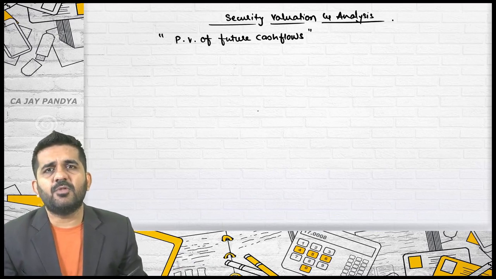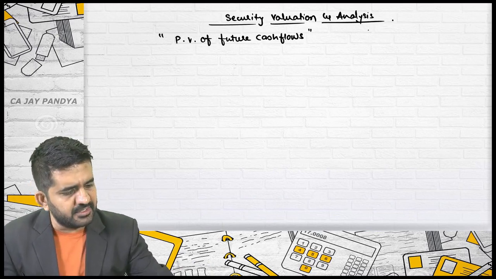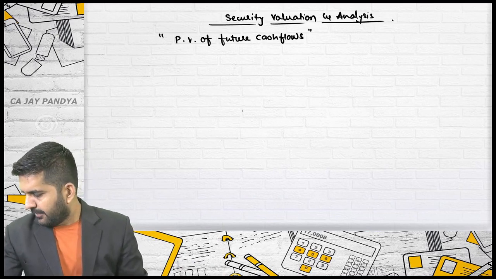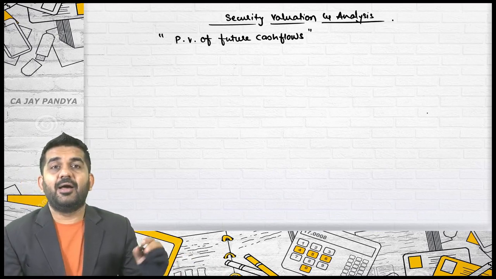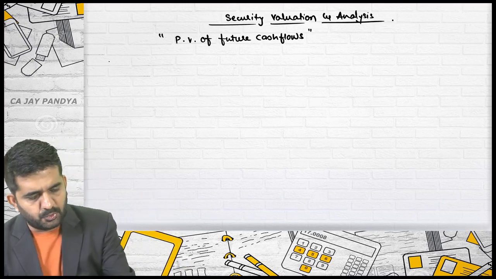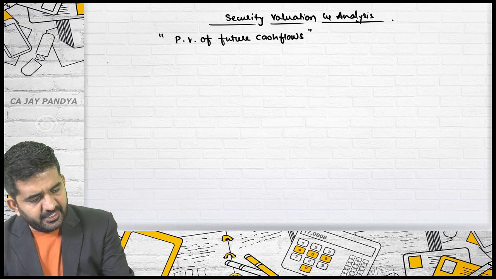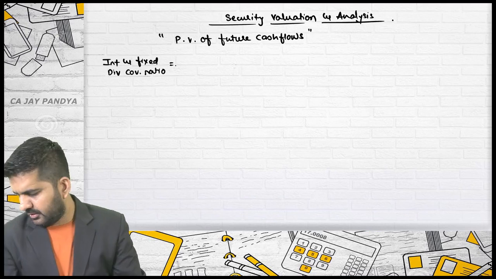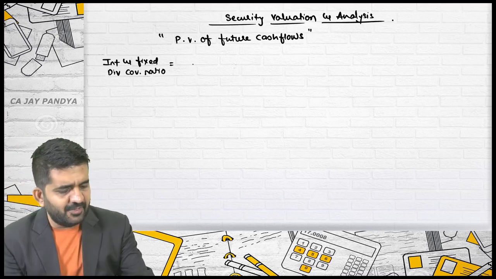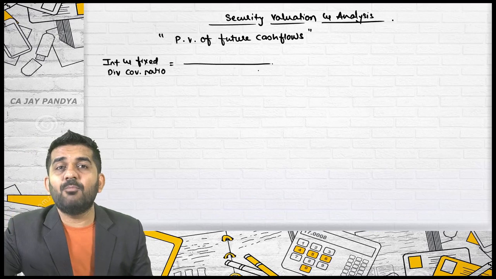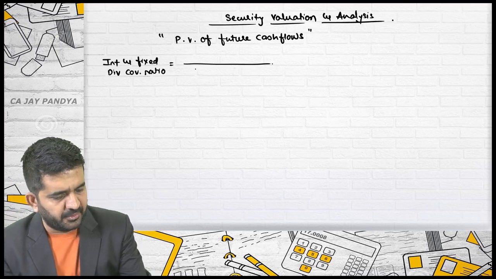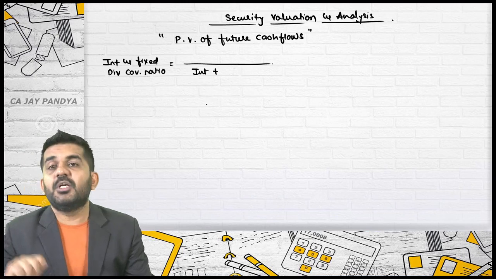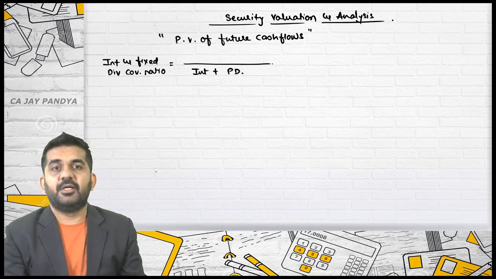Let us understand some of the formulas which we came across in security valuation and analysis. First, I am taking from that based upon ratios question. It is interest and fixed dividend coverage ratio. See, whenever it is a coverage ratio, the name of the coverage ratio will come in denominator. Whatever it is, interest plus fixed dividend, which is a preference dividend.